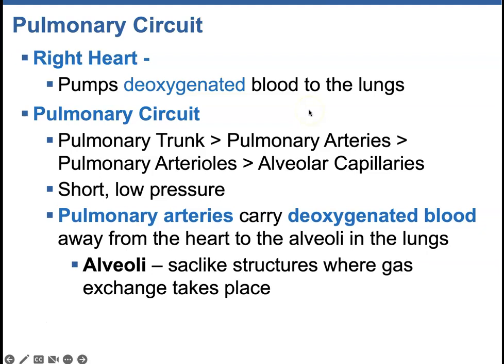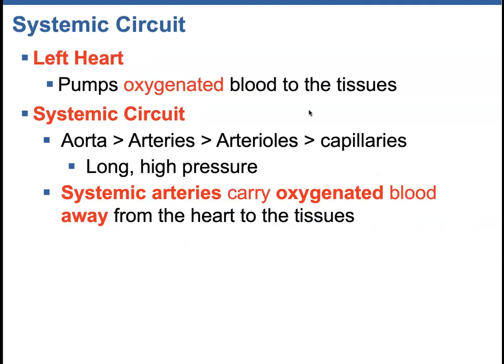So pulmonary circuit involves the right heart. It includes the pulmonary trunk, the pulmonary arteries, the arterioles, and the alveolar capillaries that feed into the actual lungs. This is a short, low pressure circuit, and this is also why you'll note that the right side of the heart, the amount of muscle that's in that chamber is going to be much thinner than what you see on the left side, because the left side of the heart is the systemic circuit, and that one obviously is going to be much bigger.